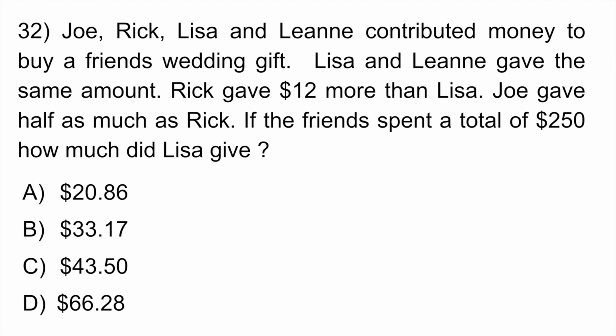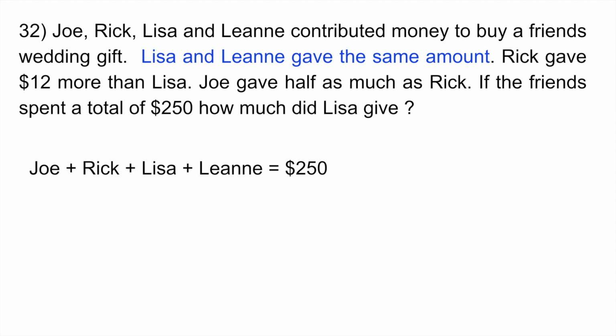Okay, so this is the typical problem that is super long and people get intimidated with. But don't get intimidated. It's just a little bit laborious and you have to go step by step. In order to solve this, we have to add up what everybody contributed, right? So Joe plus Rick plus Lisa plus Leanne is equal to 250, which was the total cost of the gift.